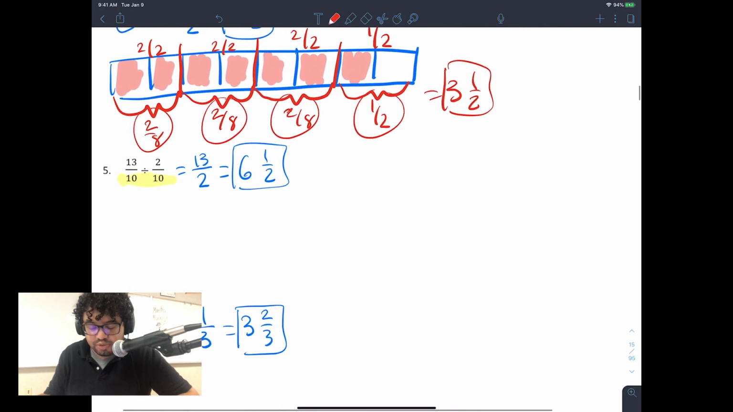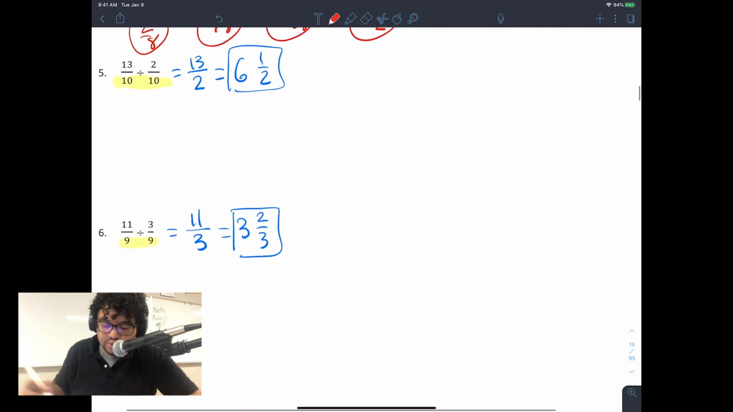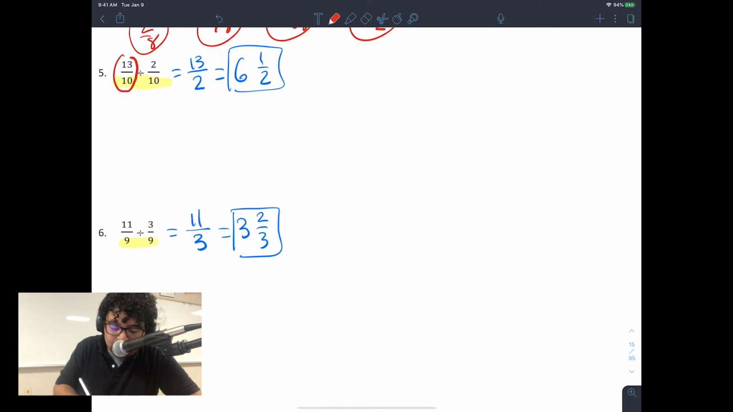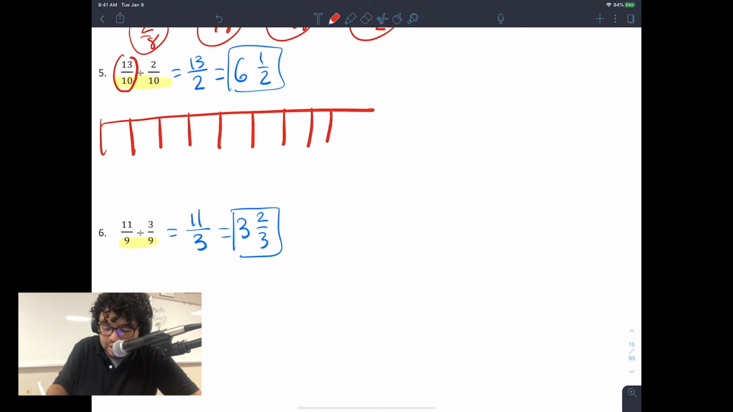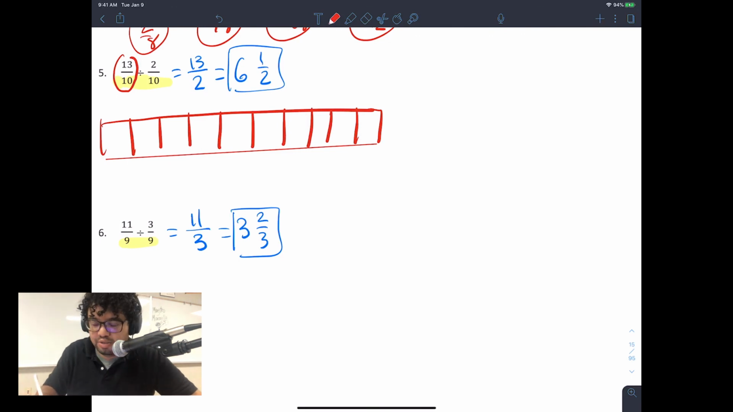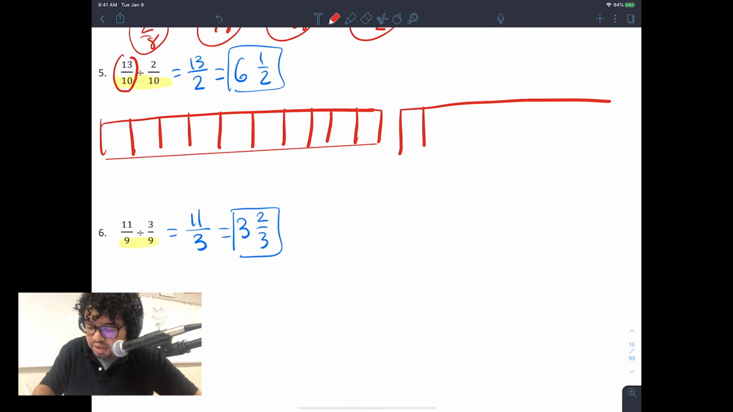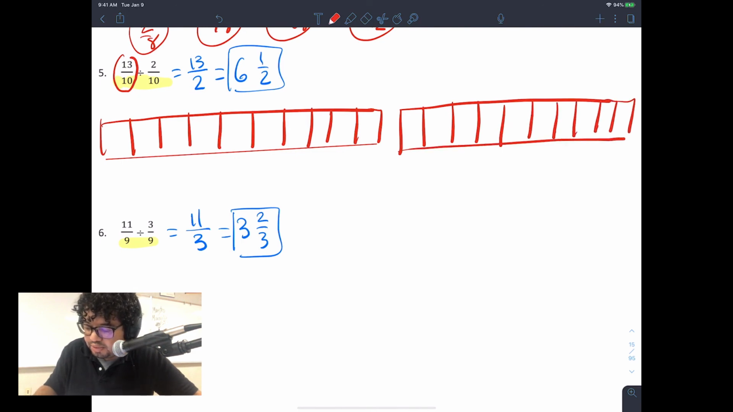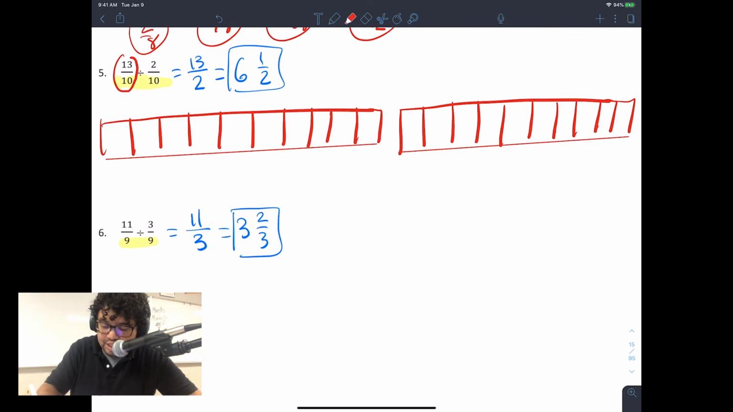Okay, so the third one is the model for number 5. Number 5 model. Okay, so I'm gonna do it based on this one. So I'm gonna need to do my 1, 2, 3, 4, 5, 6, 7, 8, 9, and 10. Close it. But once again, that's not quite enough, so I need another set of 10s. So 1, 2, 3, 4, 5, 6, 7, 8, 9, and 10. Close it. Okay, now I need to shade in 13. So there's 1, 2, 3, 4, 5, 6, 7, 8, 9, 10, 11, 12, 13.